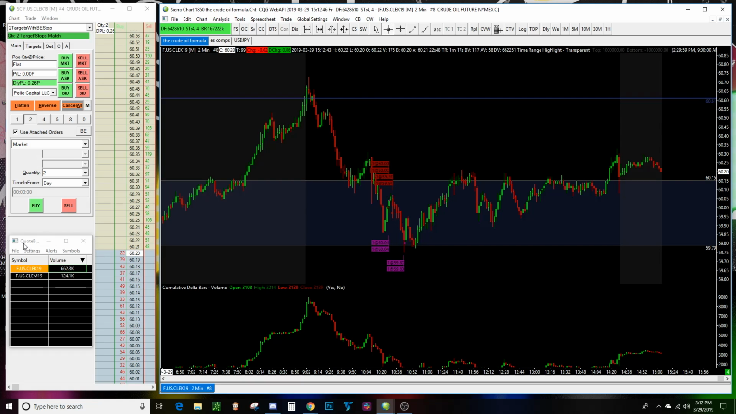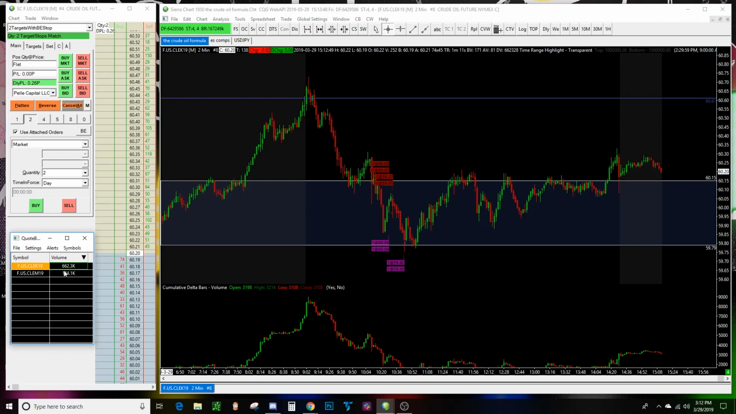And right here, this is the amount of contracts that was traded on crude oil today. 662,000. What is this? June? Yeah, we're on June contracts. Or no, this is May. So 662,000 May contracts were traded today. That is a lot of contracts. But yeah, that was kind of my trade today.